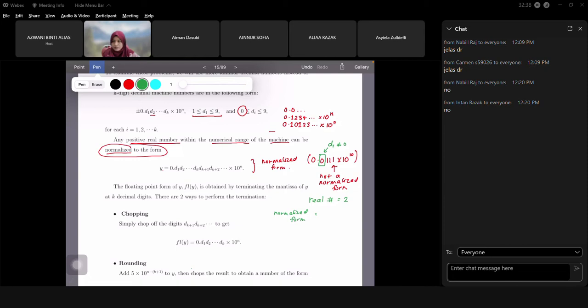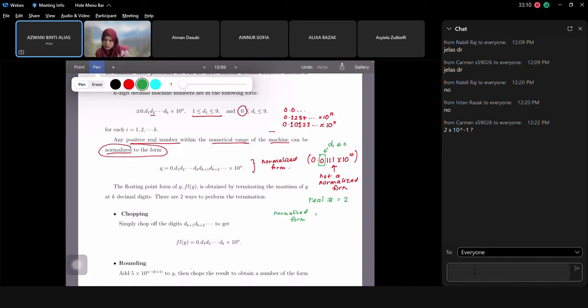Okay. Aiman ke? Aiman boleh tulis kat chat. Alia, Baiti. What is the normalized form for 2? How to write the normalized form untuk 2? Anyone? Fahim? Tulis. Azizul Fahmi, tulis. Nabil, okay. 0.2 multiply by 10 to the power of 1.